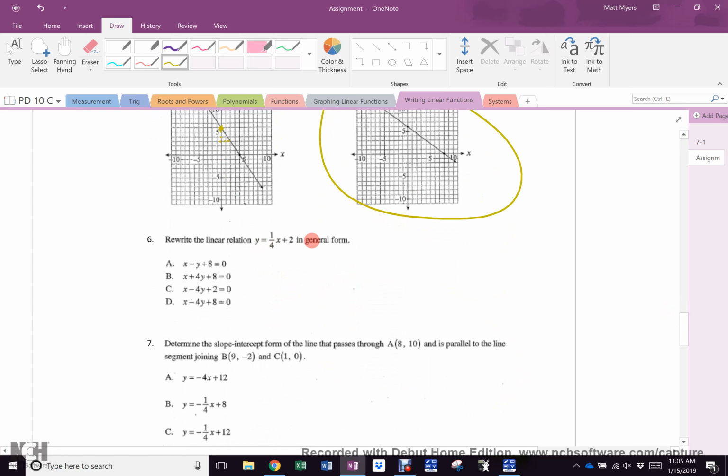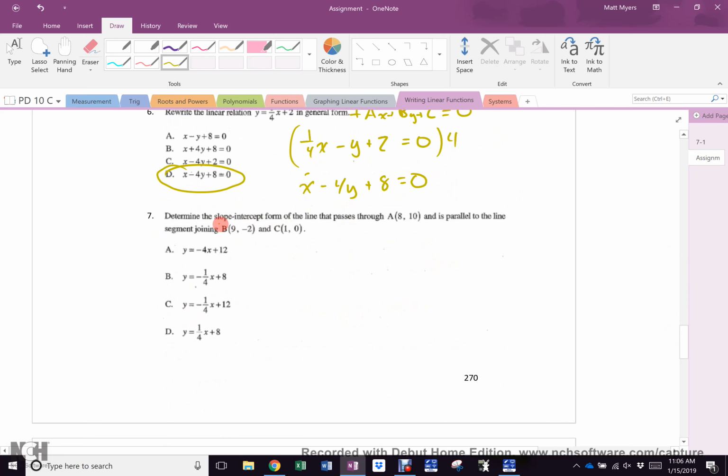Put this in general form. General form is ax plus by plus c equals 0. Everything on one side, no fractions, no brackets, no decimals, and a is positive. So 1/4 x minus y plus 2 equals 0. Get rid of that. Multiply the whole thing by 4. x minus 4y plus 8 equals 0. D.